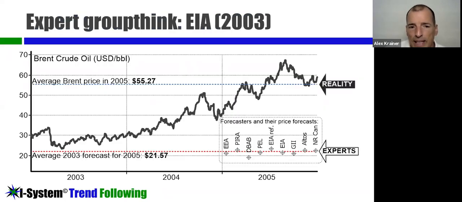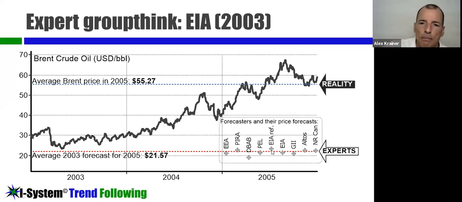We already talked about the EIA and their 2014 oil price forecast. This one is from 2003. In 2003, the EIA projected a 2-year forecast into the future, and what you see here on the right is their forecast for 2005. These are all the institutions that submitted their forecast to the EIA, as well as the EIA itself. As you can see, the forecasts were all clustered in the zone between $19 and $23 per barrel.